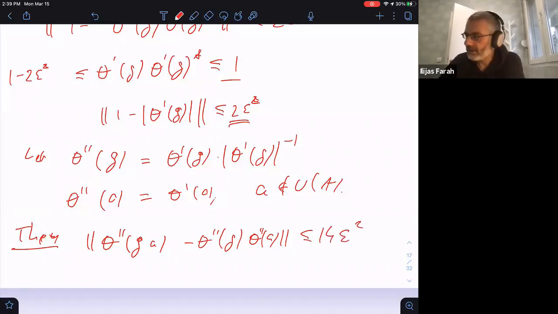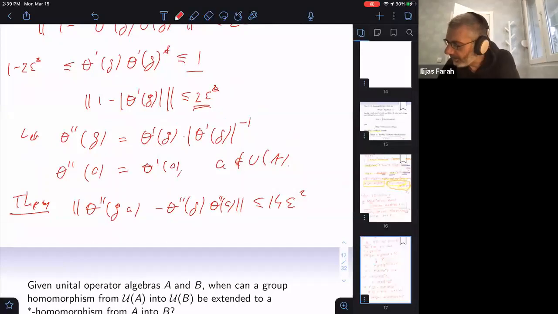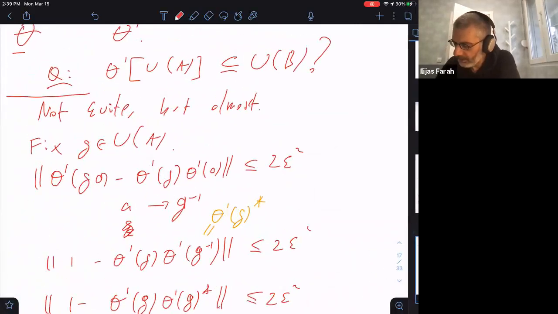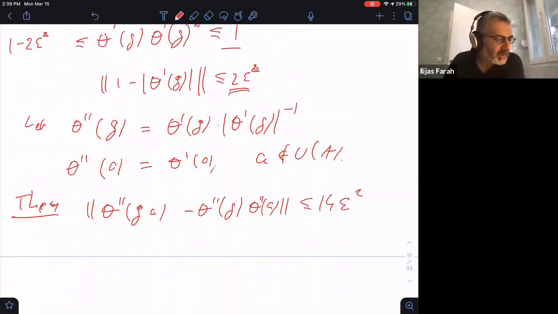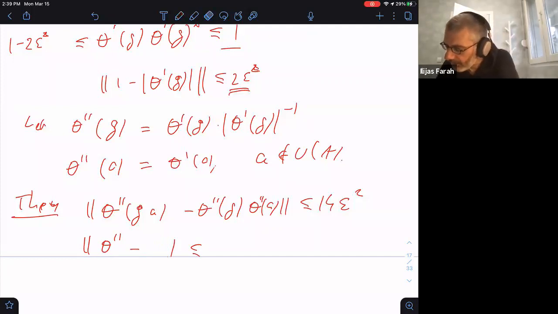Basically, by just seeing how far theta double prime is from theta prime, and actually that is what needs to be done first. So maybe I should write that. Theta double prime minus theta prime, this is less, actually, we don't care about theta prime, we care about theta. Less or equal than 2 epsilon, which is kind of a lousy estimate, but it's good enough.